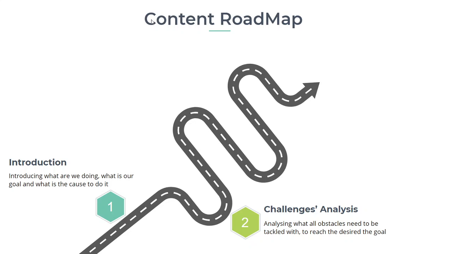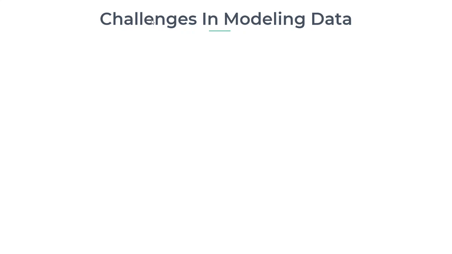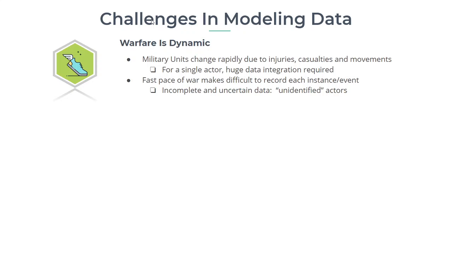Now, to begin achieving our goal, firstly, we need to see what all challenges we have to tackle. So, while modeling data, what all challenges will we be facing? Firstly, war occurs at a fast pace. It is too dynamic. As we can see, military units change rapidly. This may be due to injuries, casualties, and also their movements. So a lot of data has to be integrated for even a single actor.